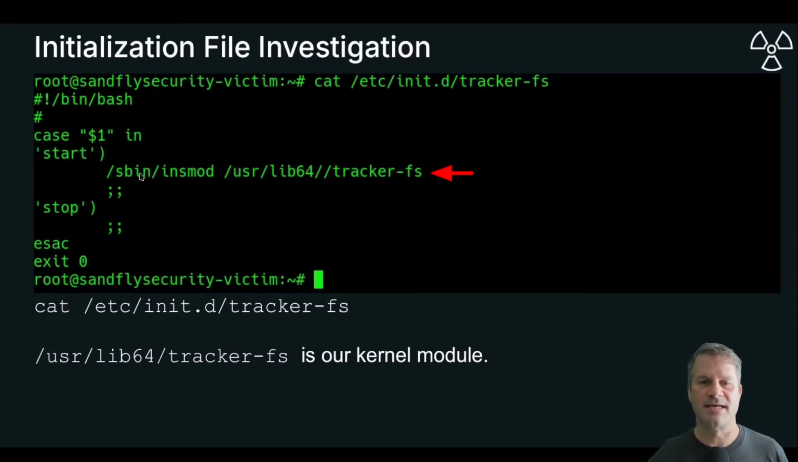In this case, what we see here is the insmod command, the insert module command, and it's inserting this path here. Now that double slash is actually an error. It's a bug in the code that is actually legitimately what it put in here. It doesn't matter. The path is going to be followed. /usr/lib64/tracker-fs. So we have another data leak at this point, that this path needs to be investigated. And what we're basically saying is that this tracker-fs is our kernel module because it's being used with this insert module command. So we've achieved a second piece of information. We have the initialization path, and now we have the actual kernel module name, which we're going to dig into in a moment.